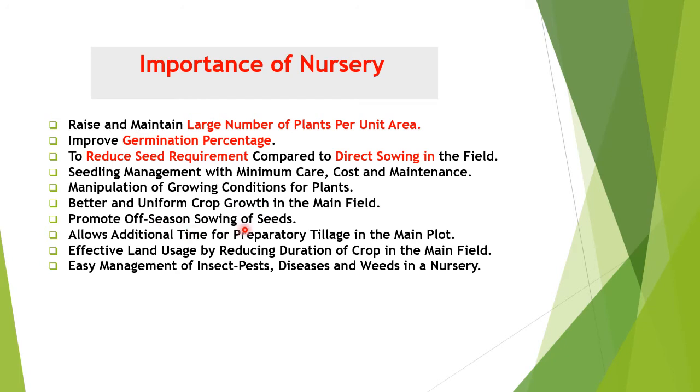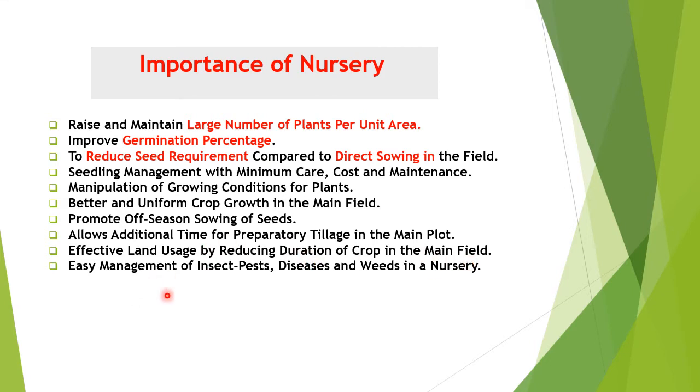Promote off-season sowing of seeds, because you can sow the seeds under conditions when the seeds would be dormant in the field. Allows additional time for preparatory tillage in the main plot, because you are growing the seedlings in the nursery and you are getting the proper time for preparatory tillage in the main plot. Effective land usage by reducing the duration of the crop in the main field.